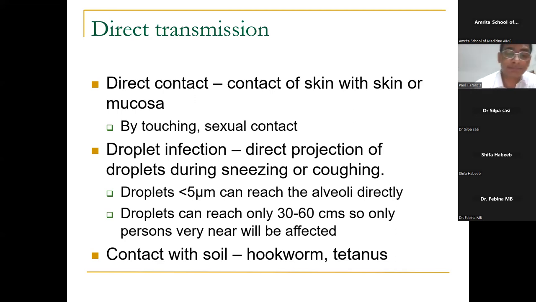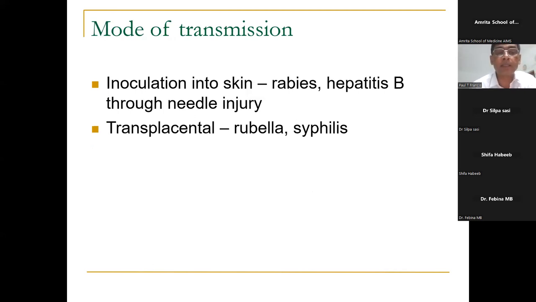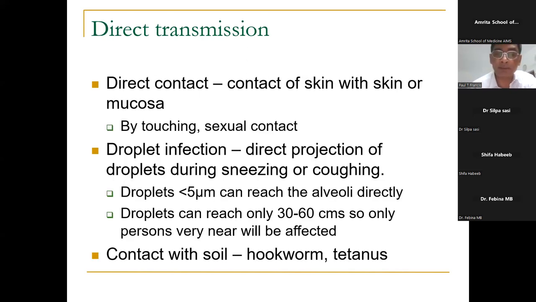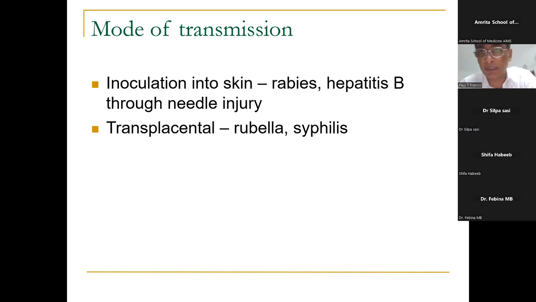Then contact with soil; we have already seen one example, hookworm, and tetanus is another. Then inoculation into skin. This is different from direct contact with the skin, because there you don't get an injury to the skin to inoculate the organism. In this mode of transmission, there is inoculation deep into the skin or subcutaneous tissue. Rabies, for example: when a dog bites you, it can transmit, but if a dog licks you on intact skin, normally there is no risk of developing rabies. Like hepatitis B also: generally, if the skin is intact, even blood infected with hepatitis B will not cause it. But if you have minor abrasions, which may not be visible to the eye, it may cause the spread of the disease. Then, of course, needle stick injuries.